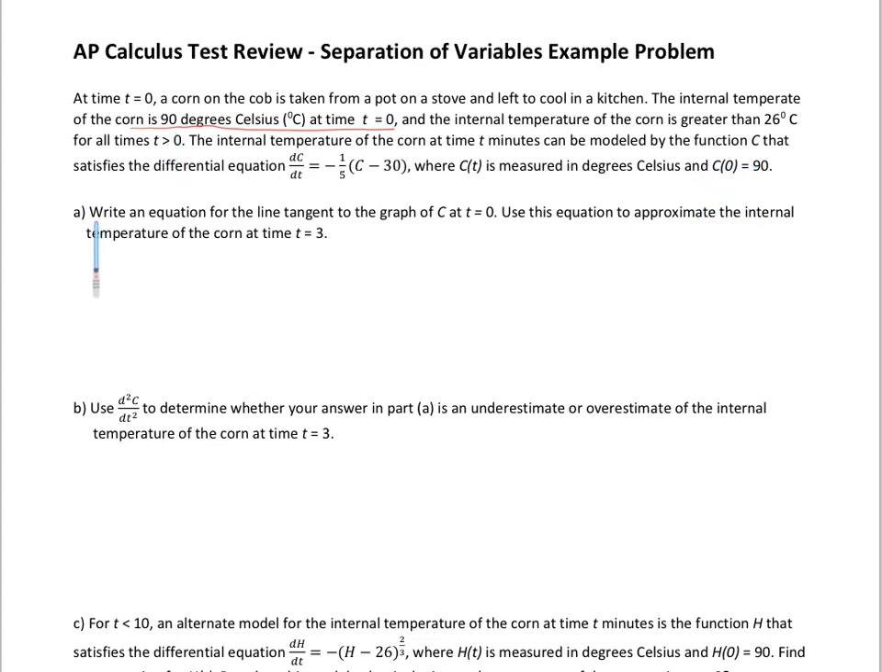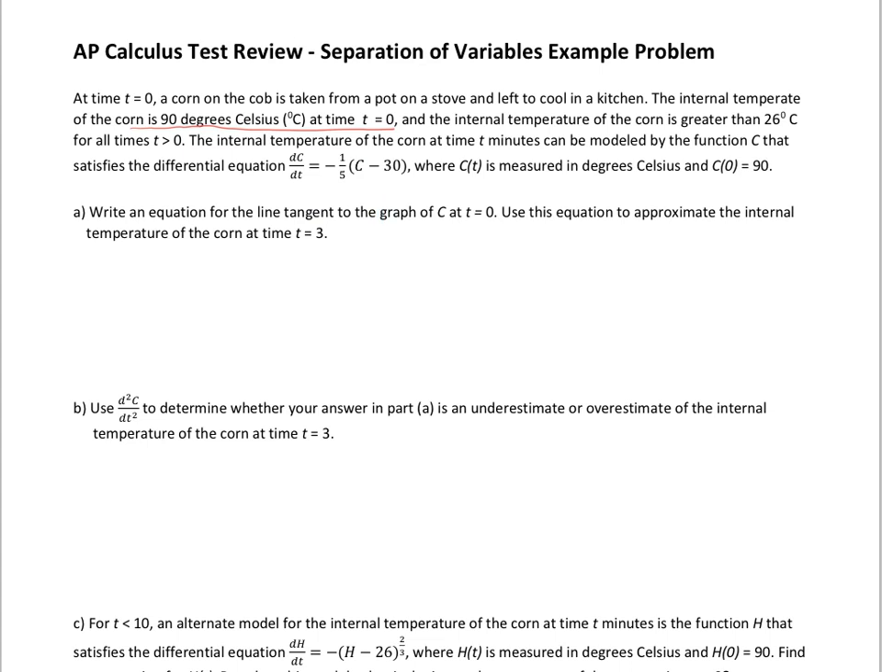Okay, first part: write an equation for the line tangent to the graph of c at t equals 0. Use this equation to approximate the internal temperature of the corn at t equals 3. So we are looking for a tangent line. Well, what do we do when we always look for a tangent line? The first step is to get a slope. We have to write the equation of a tangent, so we need a slope. Oh, look, they gave us dc/dt. That's the slope right here. dc/dt is a rate, which is a slope.